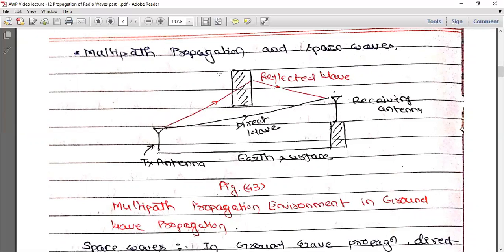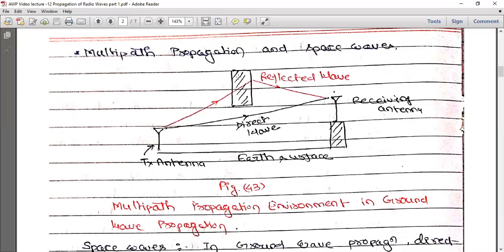But due to surrounding, there can be several objects. These several objects can be buildings, forests, trees, cars, even the ground surface also. So all these will provide multiple paths for waves to reach from the transmitter to the receiver. As you can see, one example is this red wave. This red wave is another path, other than this direct path, through which waves from transmitter can reach the receiver.